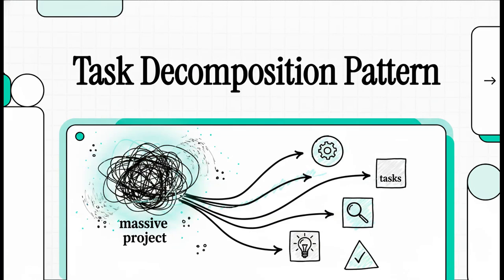Hey everyone, and welcome. Today we're going to jump into one of the most powerful patterns for working with AI, especially when you're staring down a massive project. It's called task decomposition, and honestly, it's your secret weapon for turning total chaos into a clear, doable plan.